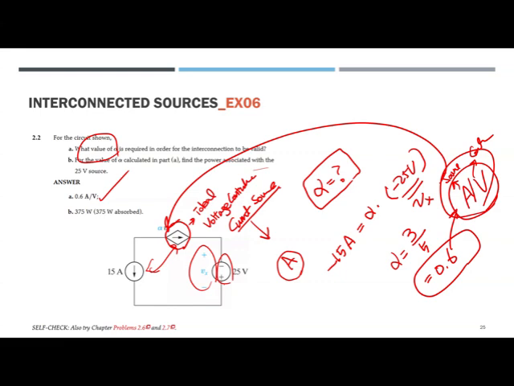Here that was really simple. P is equal to V times I. What is V? 25 volts. What is the I? 15 A. So that was 375 watts. That is what we want to do.